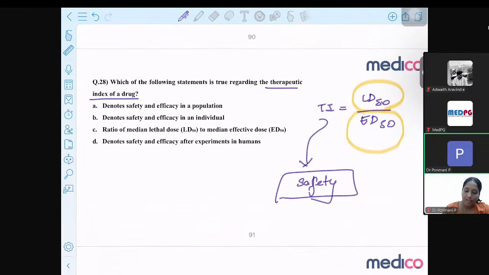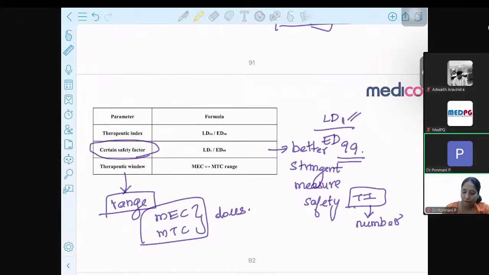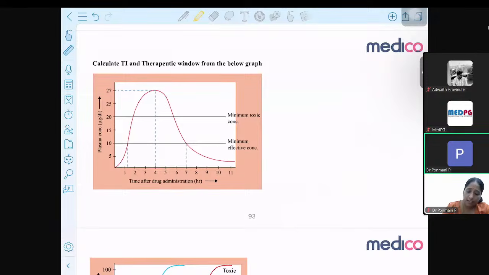Okay. So now let us look at the options. It denotes safety and efficacy? No. It has nothing to do with efficacy. Therapeutic index means it is always safety. Therefore, these two options go without asking further questions. And this also, it denotes safety and efficacy? No. So what is the right option here? It is option C. That is the ratio of the median lethal dose to the median effective dose. These are a few examples which I have given here. Like, what is the therapeutic window here? As I said, the difference between these two.